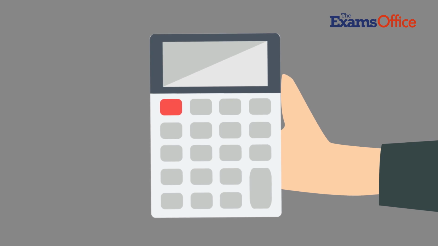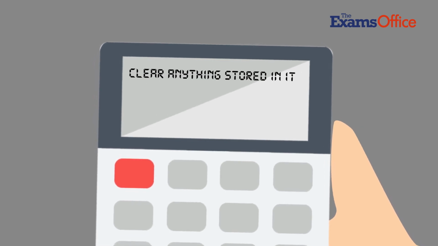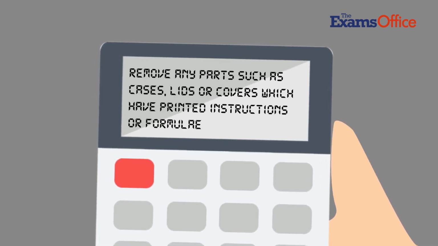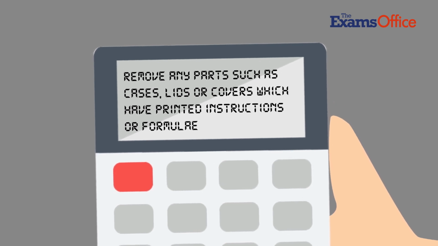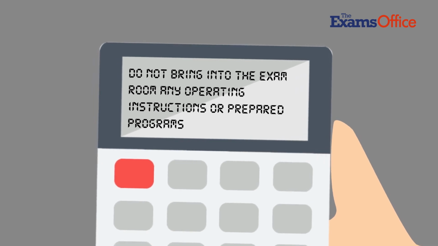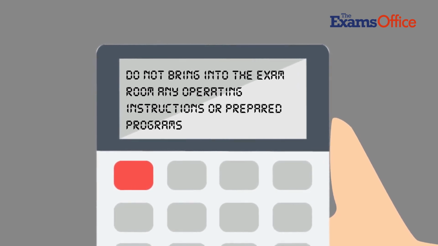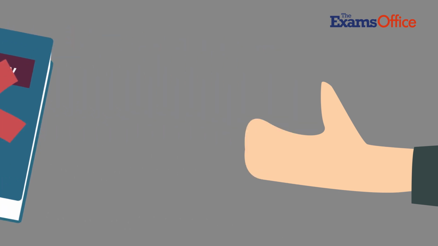If you use a calculator, make sure it works properly. Check that the batteries are working properly. Clear anything stored in it. Remove any parts such as cases, lids or covers which have printed instructions or formulas. Do not bring into the exam room any operating instructions or prepared programs. Do not use a dictionary or computer spell checker unless you are told otherwise.